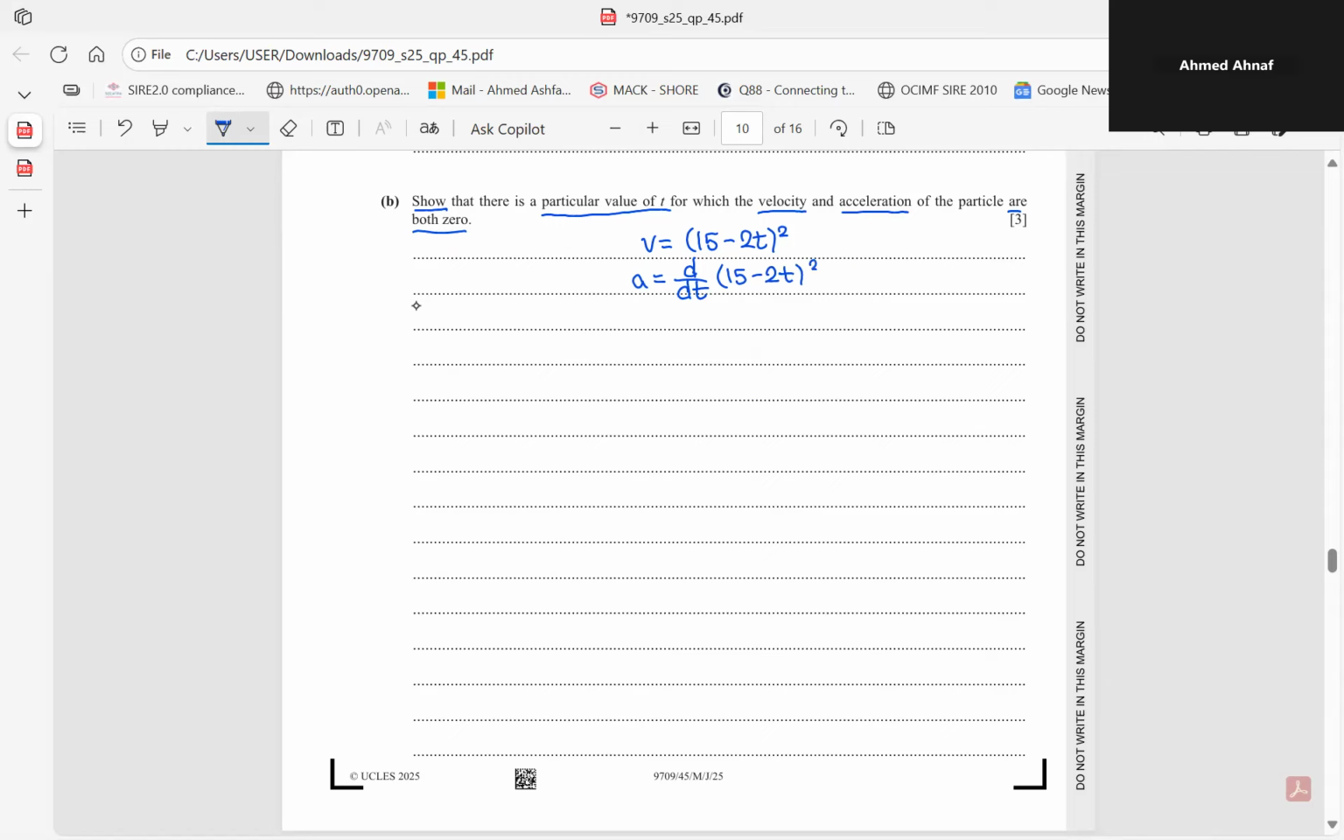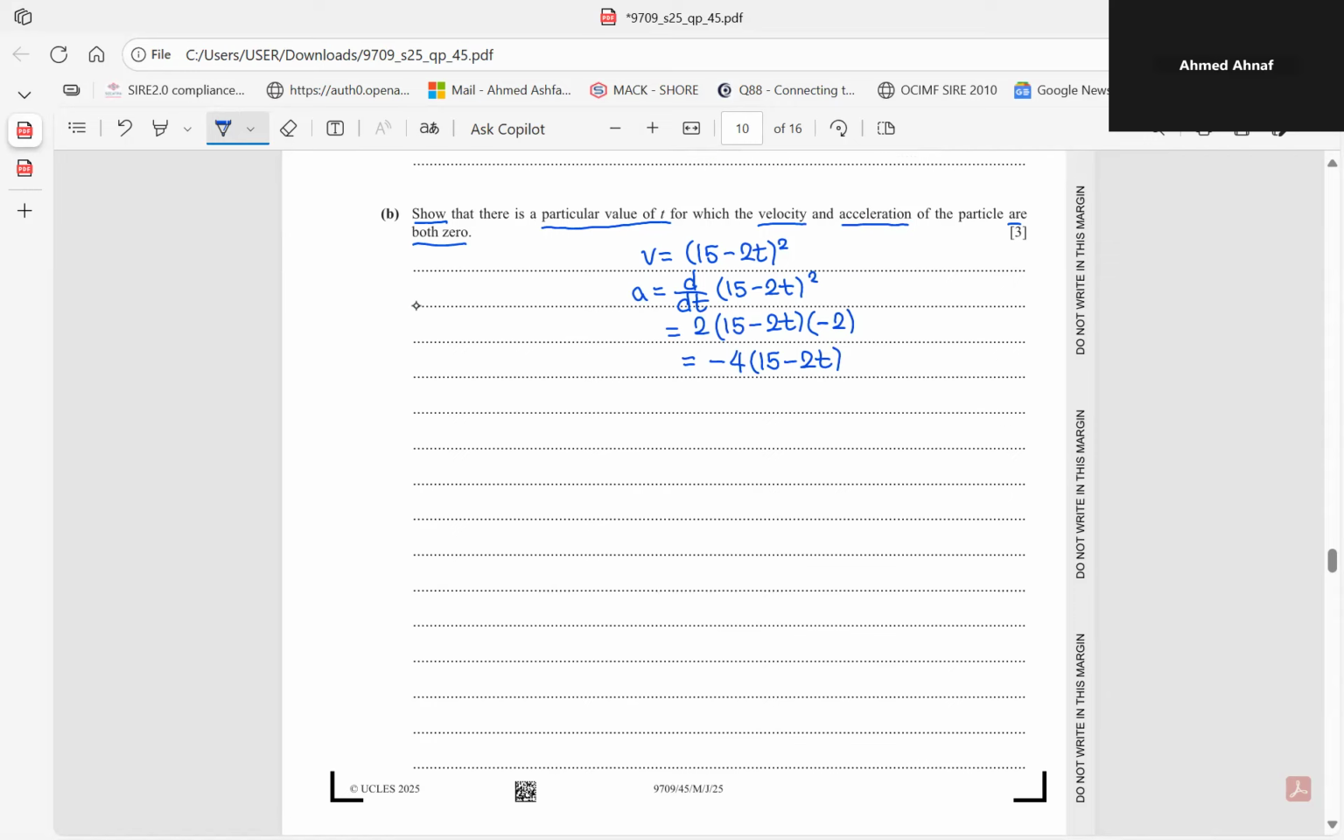So for this, you're going to have to use the chain rule. So first you bring down the power, and then you minus 1 from the original power. And then you multiply by the derivative of the inner function. So in our case, that's 15 minus 2t, so that's just minus 2. Okay, and then you get minus 4 times (15 minus 2t). Yeah, so this is the acceleration.